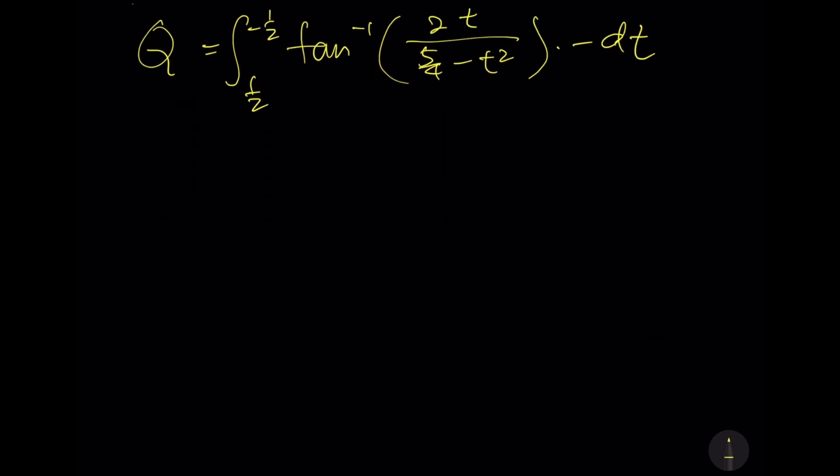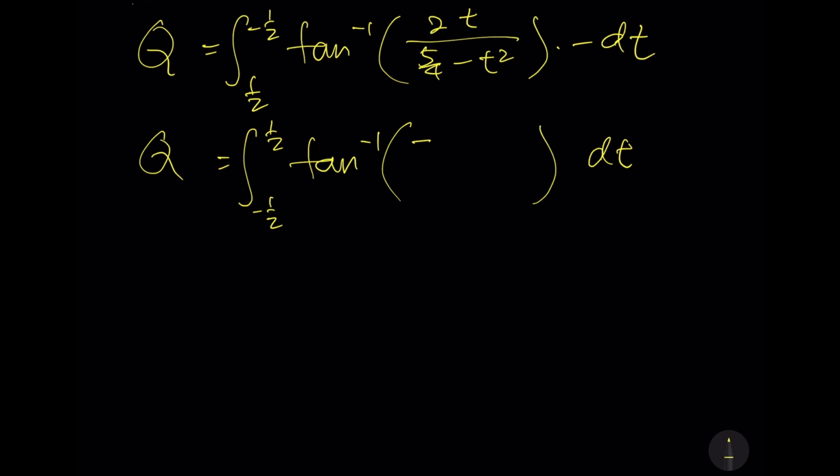Two things we can improve equation Q. First, we can solve the integration bound by cancelling the negative dt to become positive dt. Second, we know inverse tangent is an odd function, so we change 2t to become negative 2t, but we add the negative sign in front of the inverse tangent. Label this as equation 2.